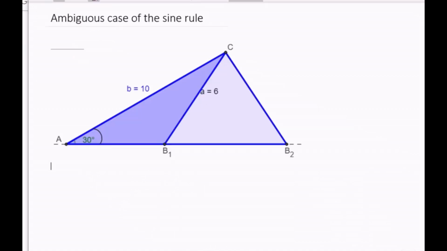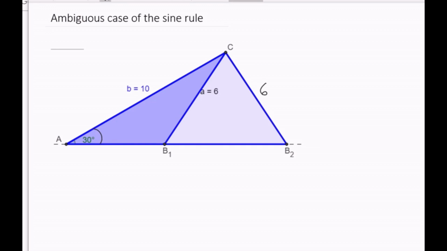Okay, let's have a look at an example. So I've chosen this one that we were looking at in GeoGebra. So again, this is 30 degrees. B is going to be 10, and the opposite length has to be 6. So we can see that we can either have this triangle, the larger one, this length being 6, or we can draw the 6 the other way and have sort of a smaller triangle inside.